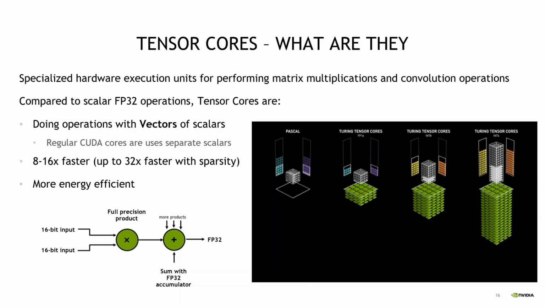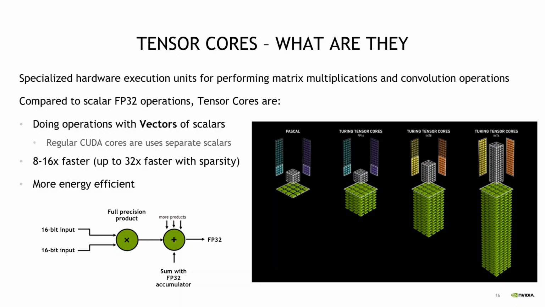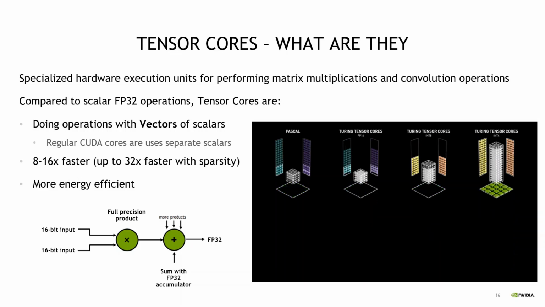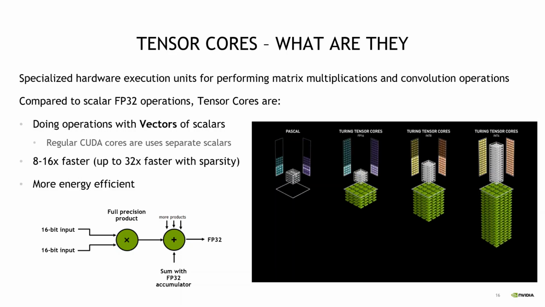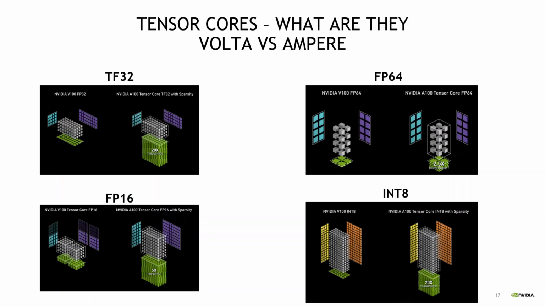Accumulation happened in full precision, and this full precision part helps us to maintain the accuracy. And as the user, you don't have to think about the hardware level because all of the operations are implemented into cuDNN and cuBLAS libraries on the low levels. On this slide, we see a comparison of TensorCores version 2 with TensorCores version 1.